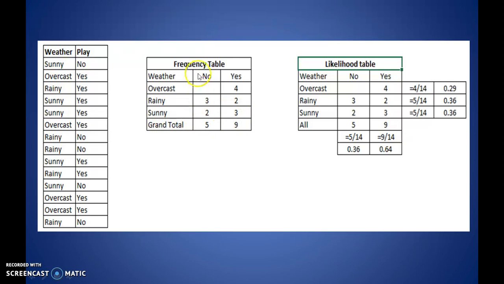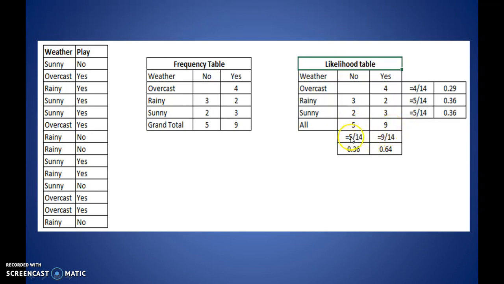The grand total would be how many total number of no's: 3 plus 2, the grand total is 5. And how many number of yes is 9. So the grand total of no's is 5, the grand total of yes is 9. So the likelihood would be calculated: overcast would be 4, rainy 3 no's and 2 yes, and sunny 2 no's and 3 yes. All together, put together, we have 5 no's and 9 yes.